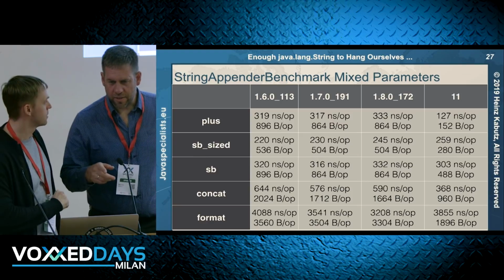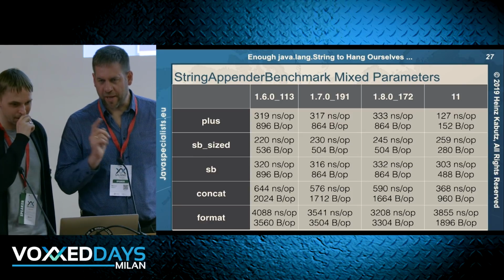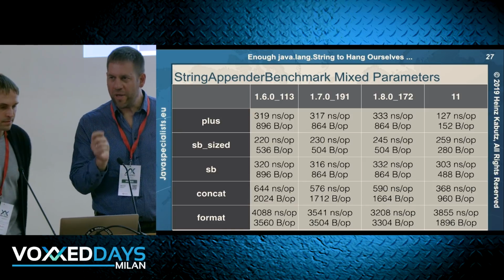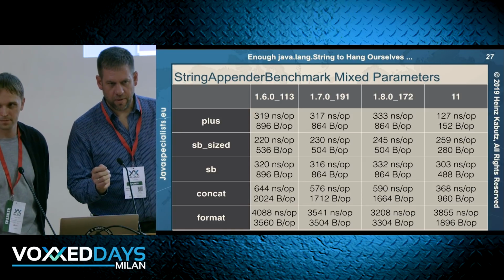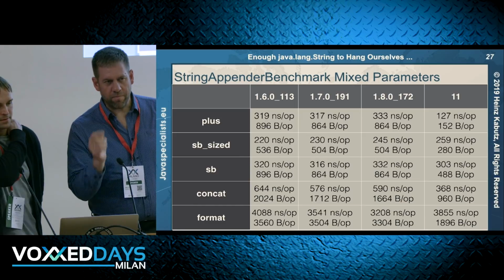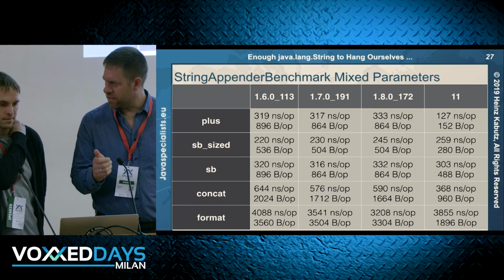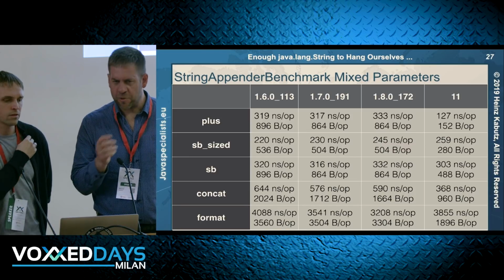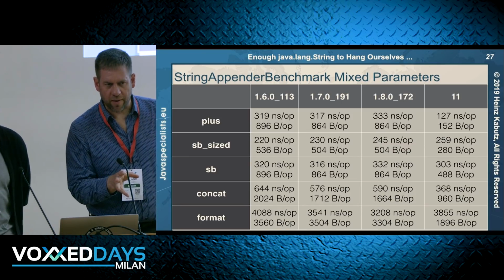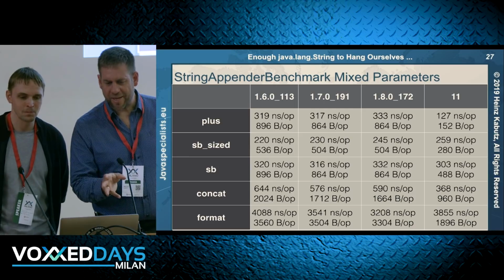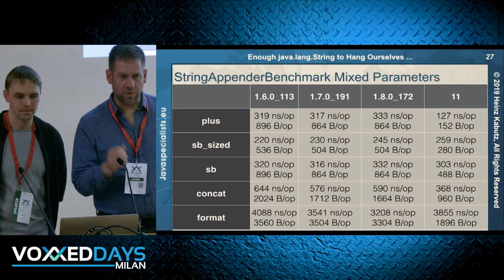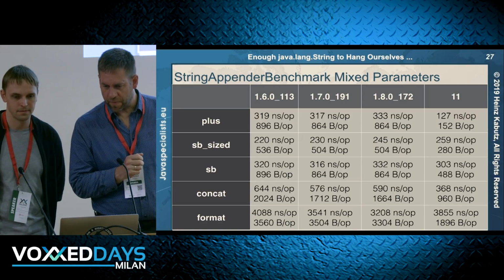Before you go on, just the question I asked at the beginning was a bit different to this benchmark, because in the quiz we only appended strings together. And in this benchmark we mixed parameters. We had some int, long, at least some numbers and some strings together. And when you're mixing the parameters, then it does make a difference if you're using plus or StringBuilder sized or StringBuilder.